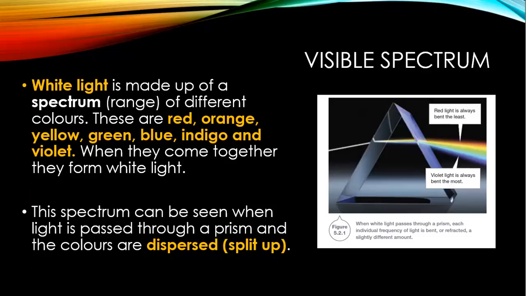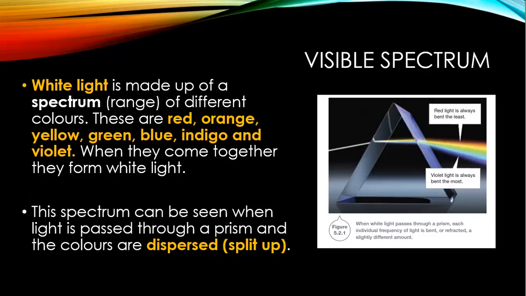White light is made up of a spectrum or a range of different colors. These are red, blue, yellow, green, indigo, and violet. When they come together, they form what we call white light. This spectrum can be seen when light passes through a prism, and these colors are dispersed or split up. This is an illustration of that on the right hand side here.